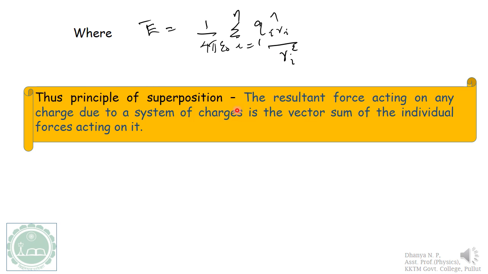Its statement is like that: the resultant force acting on any charge due to a system of charges is the vector sum of the individual forces acting on it. That is, if there are a number of charges, we have to first find the force due to the first charge, that is Q1, then the force due to Q2, force due to Q3, and so on, and finally we can add by applying vector addition to get the final force, that is the resultant force.